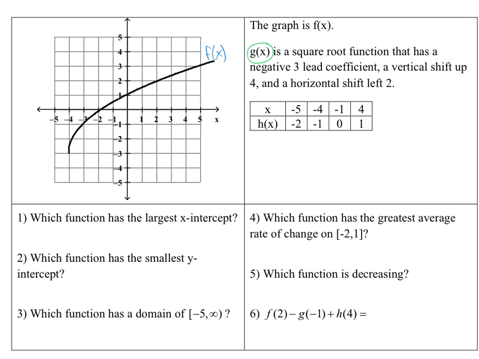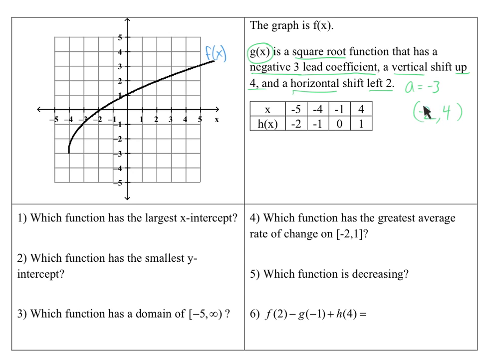My next one is going to be g. Well, if I follow what it says, it's a square root function, a negative 3 a value, a lead coefficient. So if my lead coefficient is negative 3, doesn't that mean my a is negative 3? Okay, if I vertical shift up 4, doesn't that mean my k is going to be a 4 there? If I horizontally go left 2, isn't that a negative 2? So from this sentence, it's a square root graph, a of negative 3, and a coordinate of negative 2, 4, according to what this is saying.